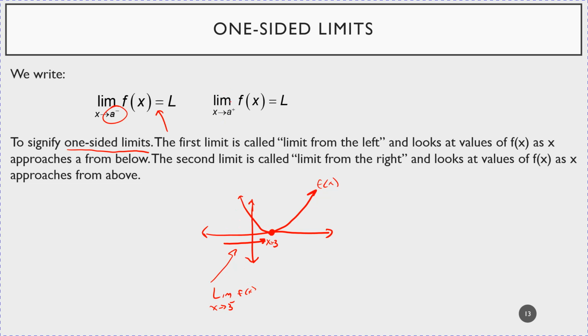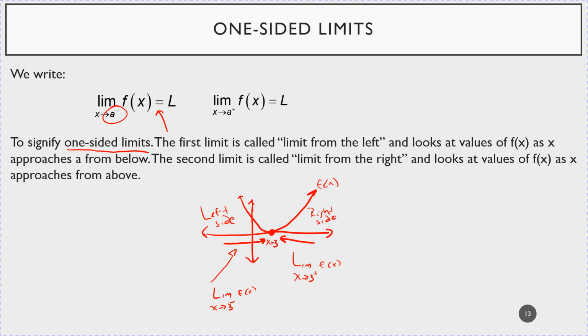Then this one here, the second limit, is called the limit from the right. Sometimes you'll hear me say from above. It looks at just this arrow here, like what's happening to the function as x goes to 3 from just the right-hand side, so from just above. So this is the left-side one-sided limit, and this is the right side.